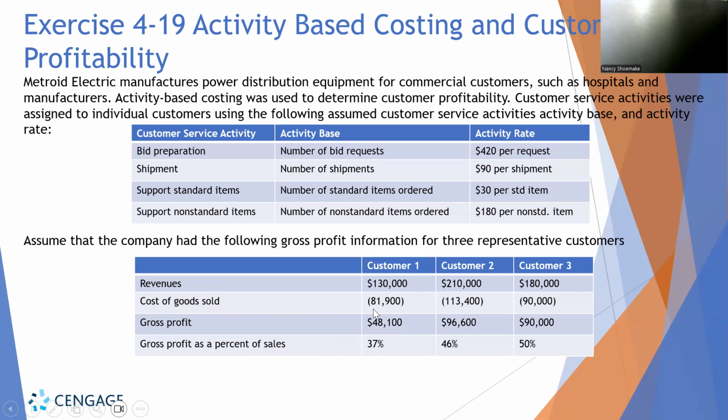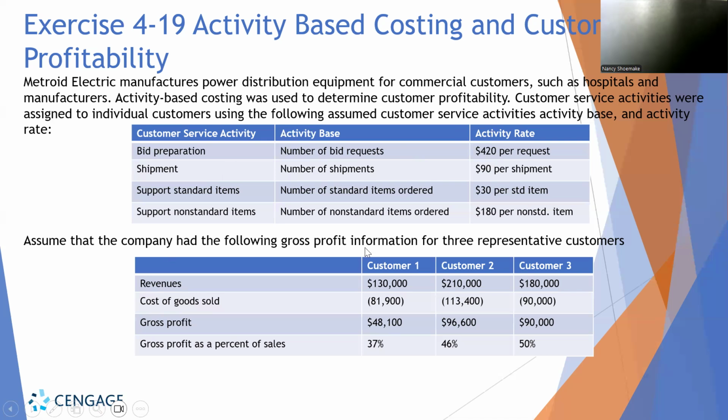Metroid Electric manufactures power distribution equipment for commercial customers, such as hospitals and manufacturers. Activity-based costing was used to determine customer profitability. Customer service activities were assigned to individual customers using the following assumed customer service activities, activity base, and activity rate. So we've got bid prep, shipment, support standard items, and support non-standard items. So these are different activities. You know, the bid preparation, number of bid requests, and they come up with an average of what these costs are.